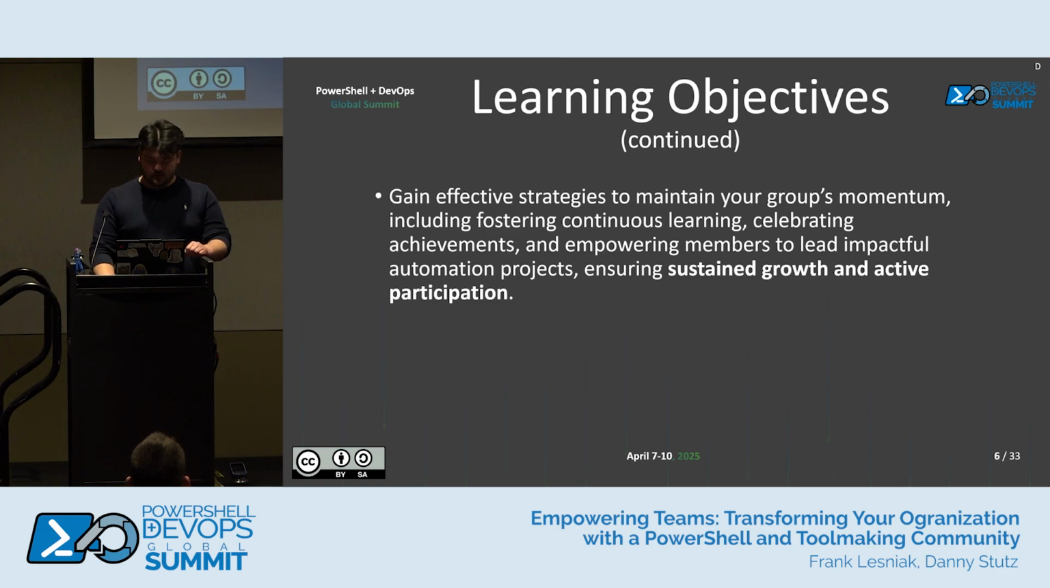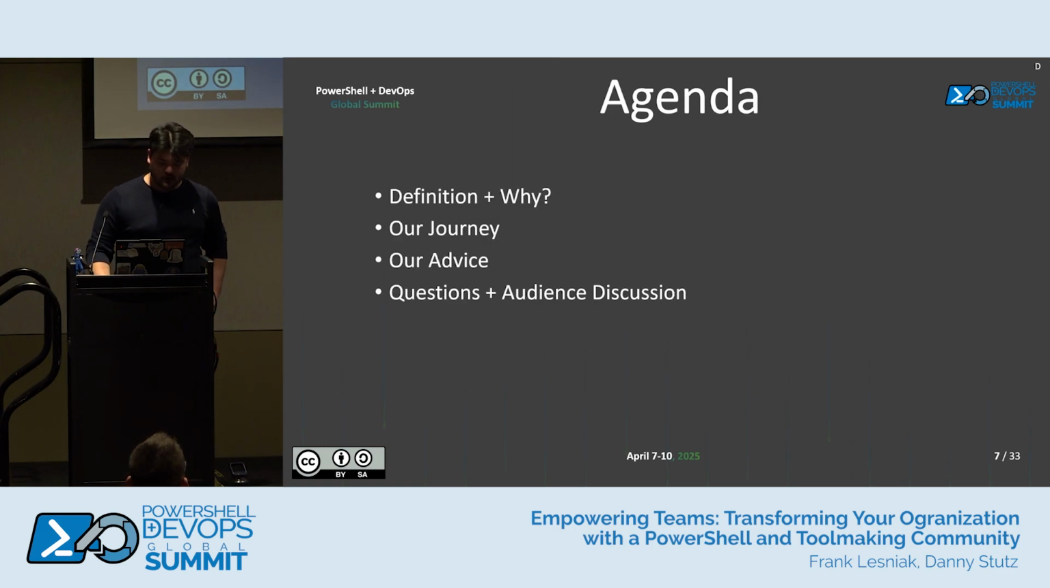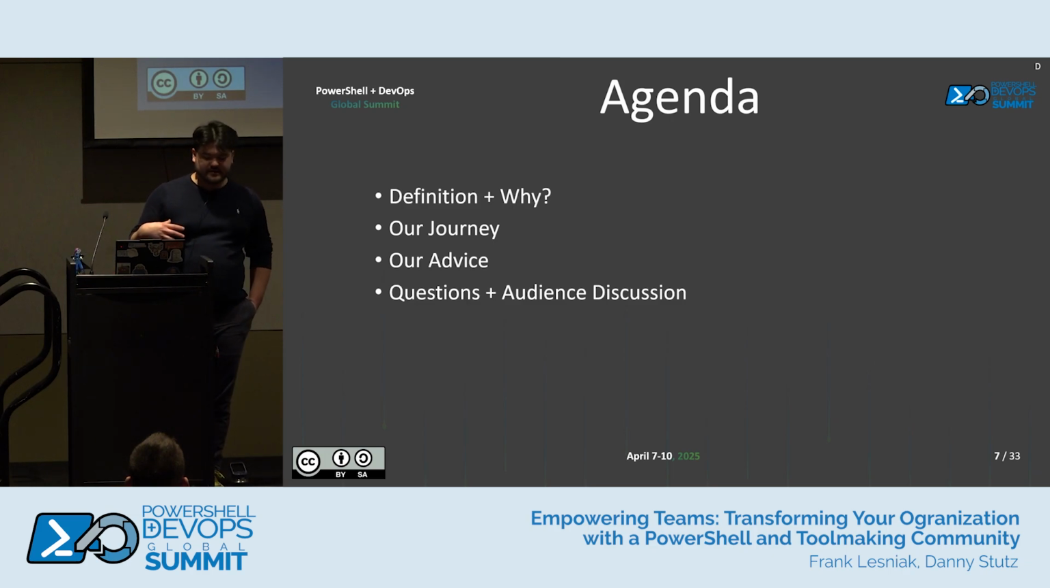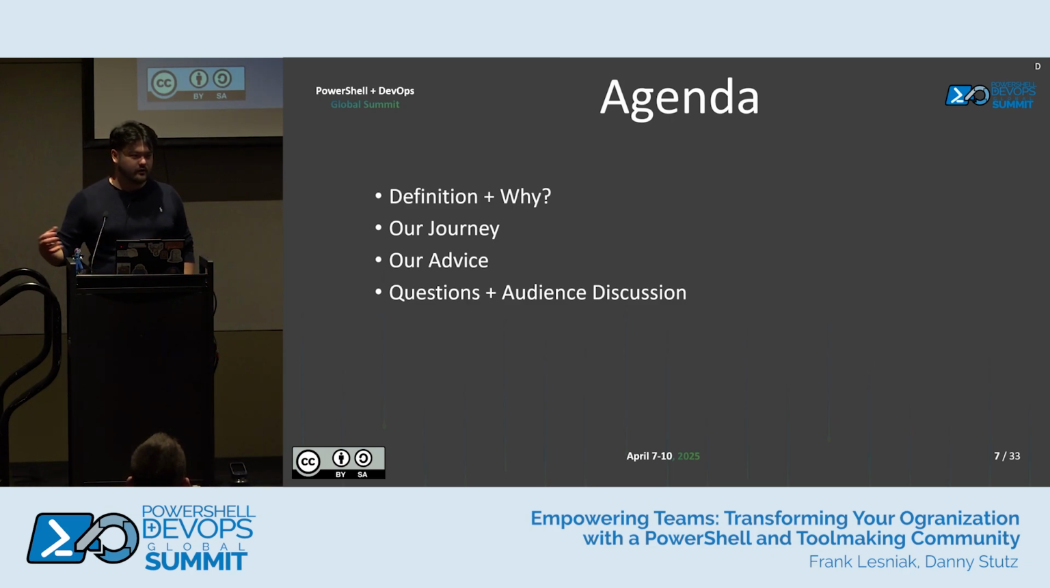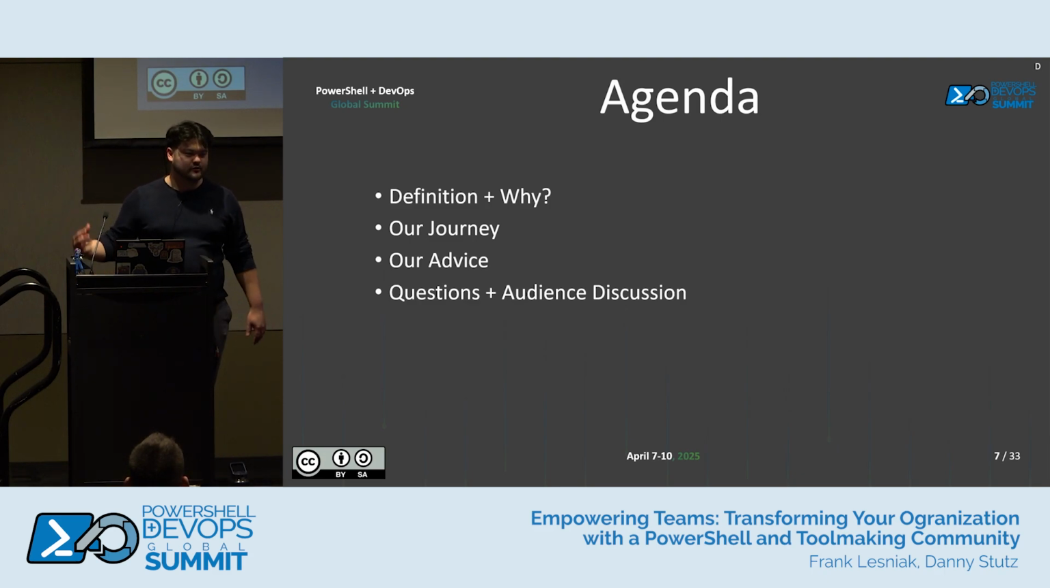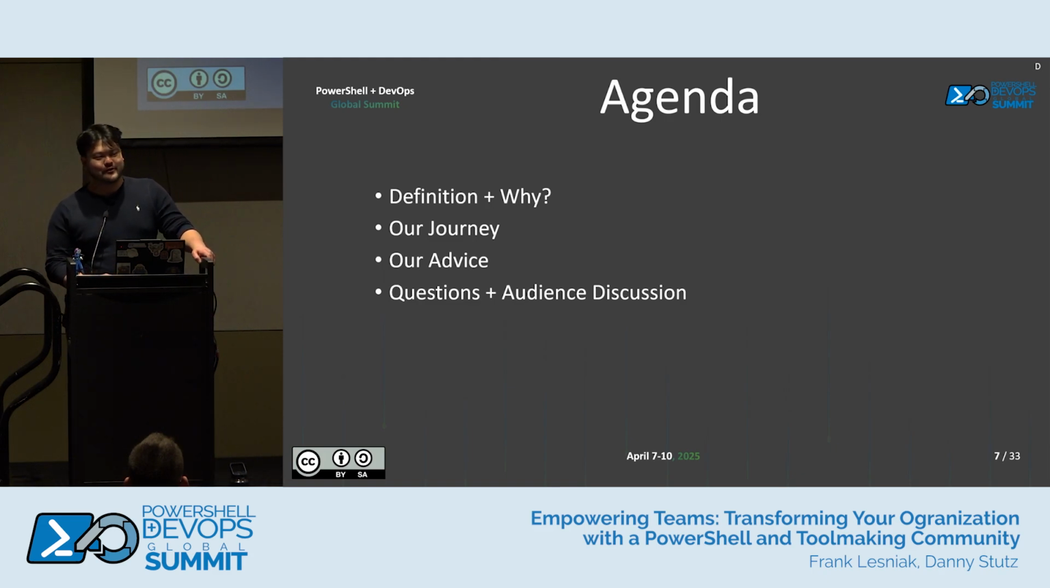And with that, I'll go over the agenda here. We'll start off with our definition of what an interest group is, and then why we got these started, what spurred us to want to get these started. We'll talk through how we got to the point we're at today. We started about 5 years ago, so we'll go through that journey and share with you some lessons we learned from that, and then close it out with some lessons we've learned in case you're inspired to start your own interest group after this talk.